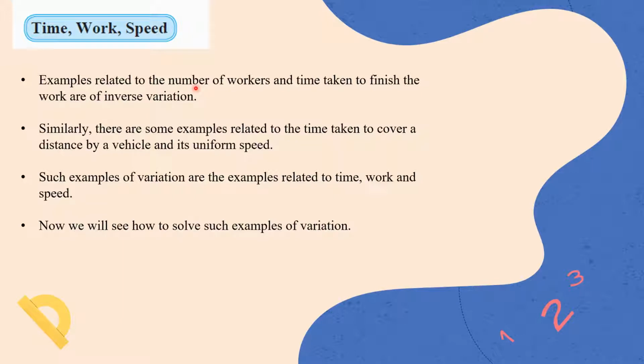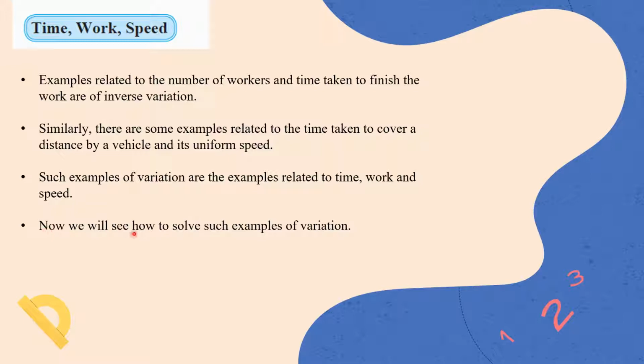Examples related to the number of workers and the time taken to finish the work are all examples of inverse variation. Similarly, there are some examples related to the time taken to cover a distance by a vehicle and its uniform speed. This is also an example of inverse variation. Such examples related to time, work, and speed are all inverse variation type examples.